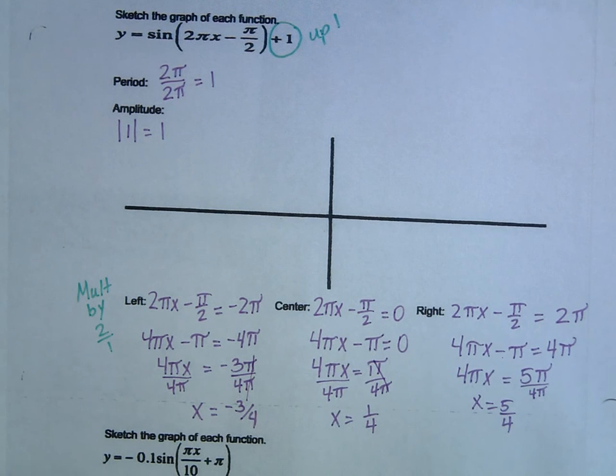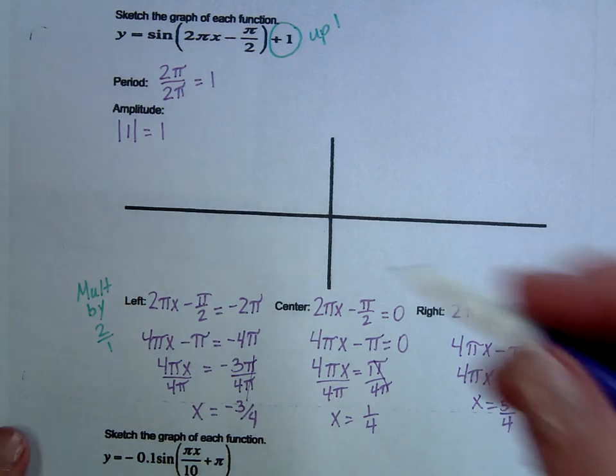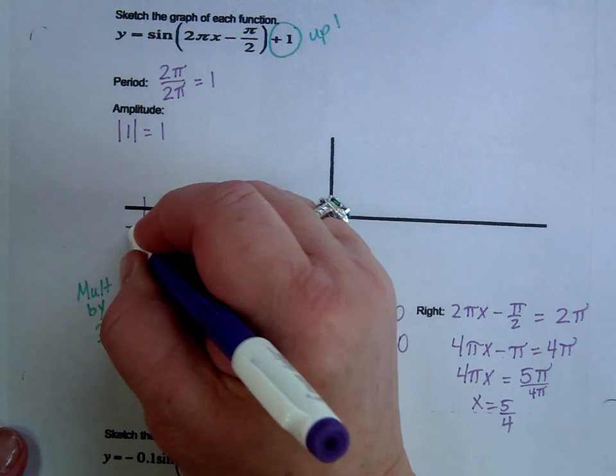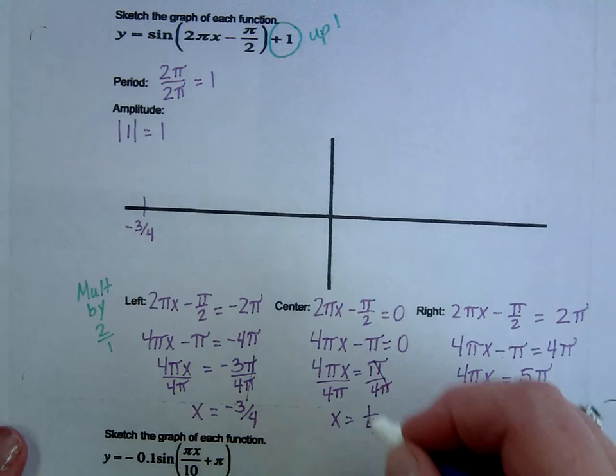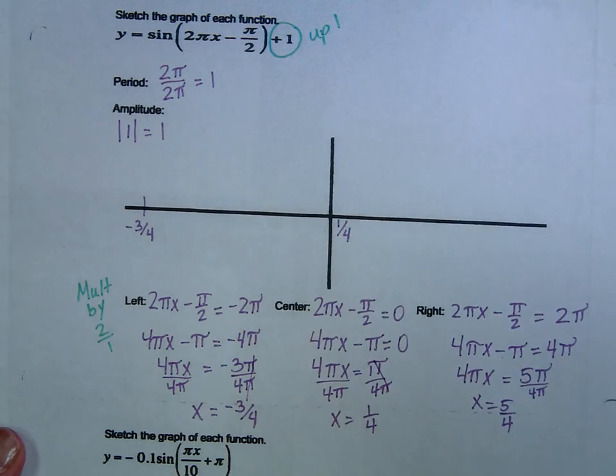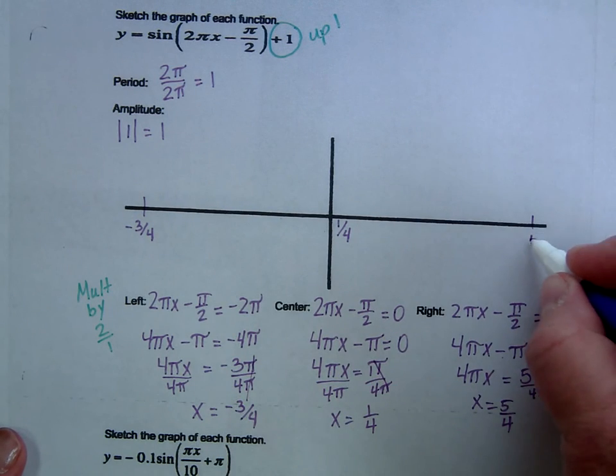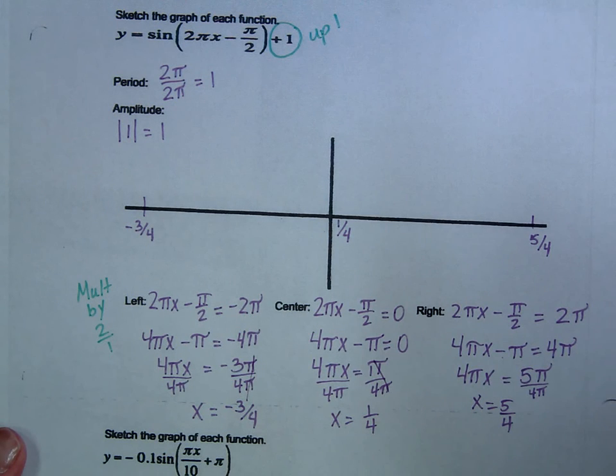You got your 5 pieces. Now it's a matter of making your graph. So here it goes. Leftmost place is negative 3/4. Center's at 1/4. The right is at 5/4. I have an amplitude that's 1.